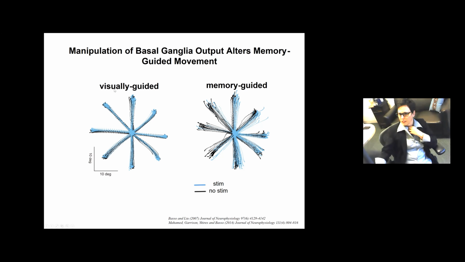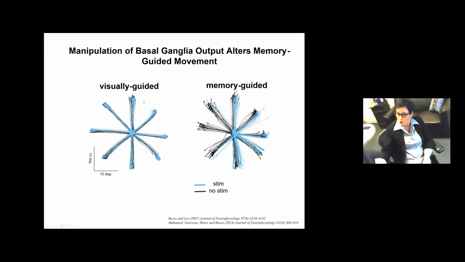And we had the monkeys do that in a visually guided condition, so the stimuli were present that they had to look at, or the memory-guided condition where the stimuli were flashed and removed and they had to look where it was, okay? And the blue is showing you the traces when we introduced electrical stimulation, and the black shows you traces when we did not, when there was no electrical stimulation. And we randomly interleaved all these trial types, so the monkey couldn't really predict what was going to happen next.